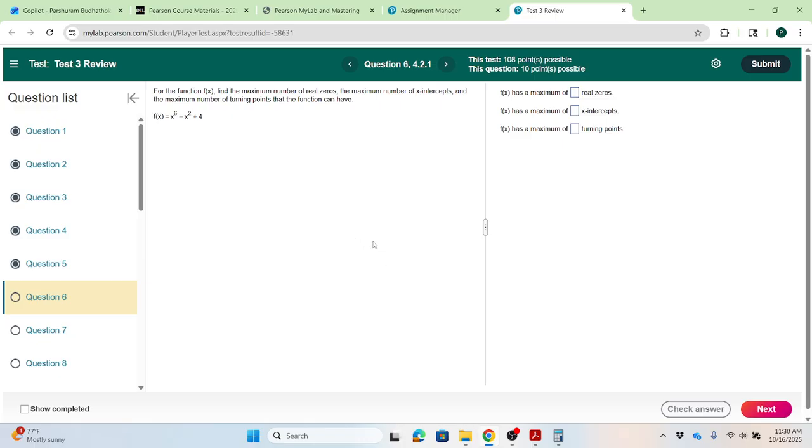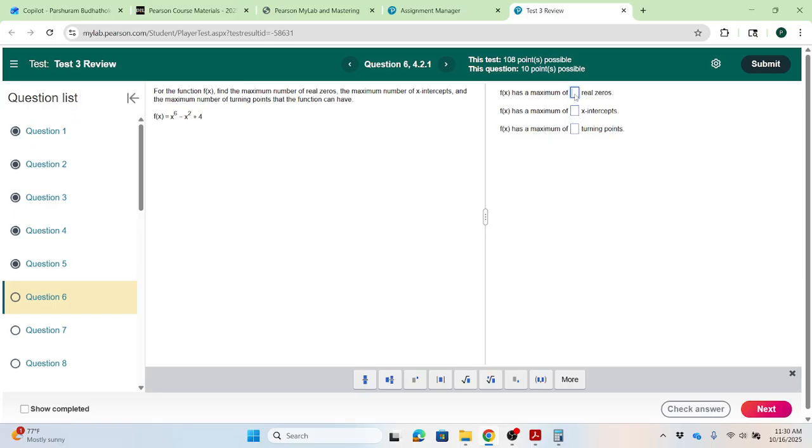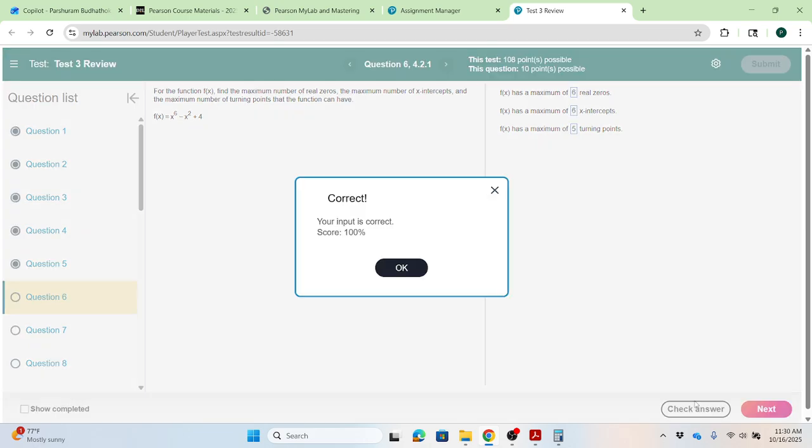Find the function f of x. For this function, find the maximum number of real zeros. Because the degree is 6, the maximum number of real zeros possible is 6. Real zeros are also x-intercepts, so there are supposed to be 6 x-intercepts maximum. And then turning points would be 1 less than the degree of the polynomial, which is 5.